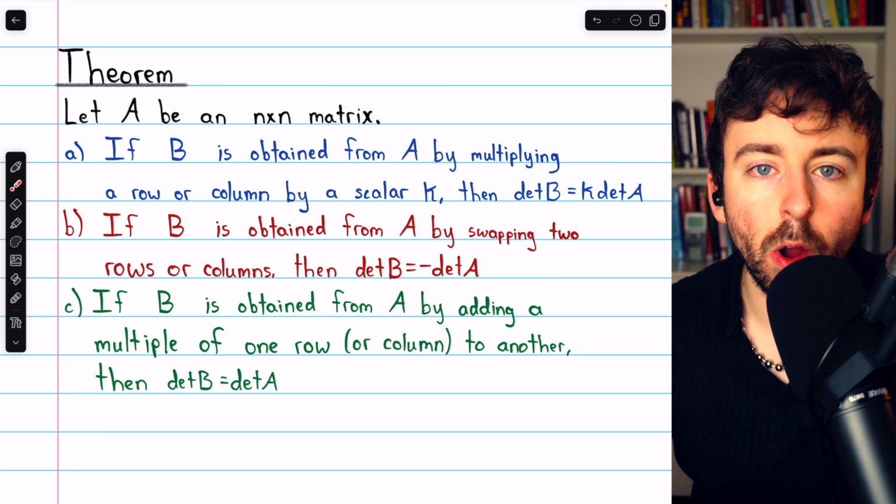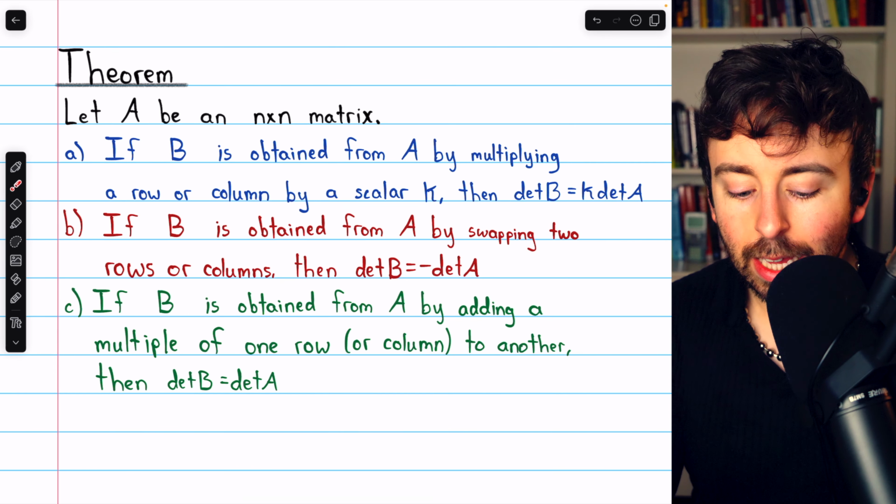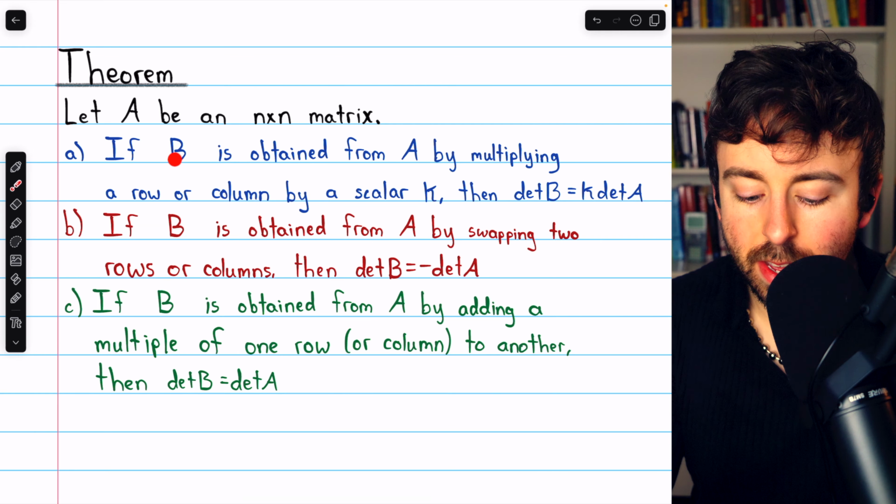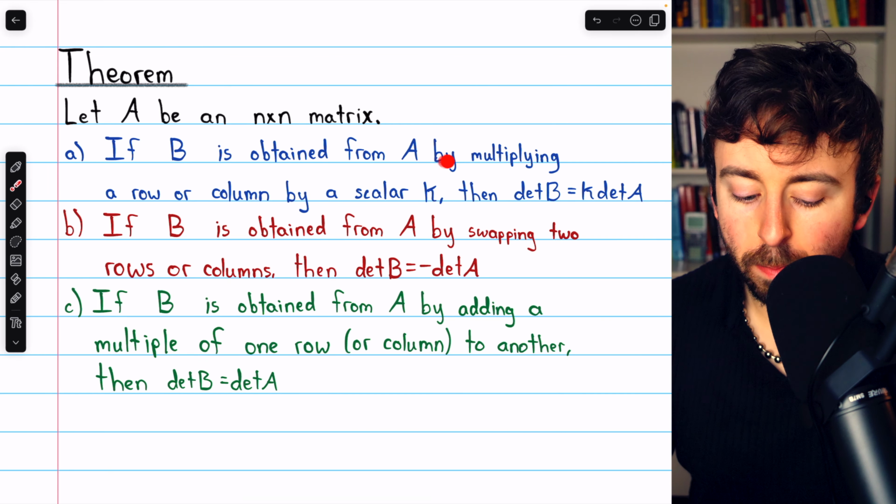Let's begin by looking at the effects of elementary row operations. In each of these cases, the matrix B is obtained from A by performing an elementary row operation on A. Let A be an n by n matrix. First, if B is obtained from A by multiplying a row or column by a scalar k, then the determinant of B is just the determinant of A but multiplied by that scalar k.